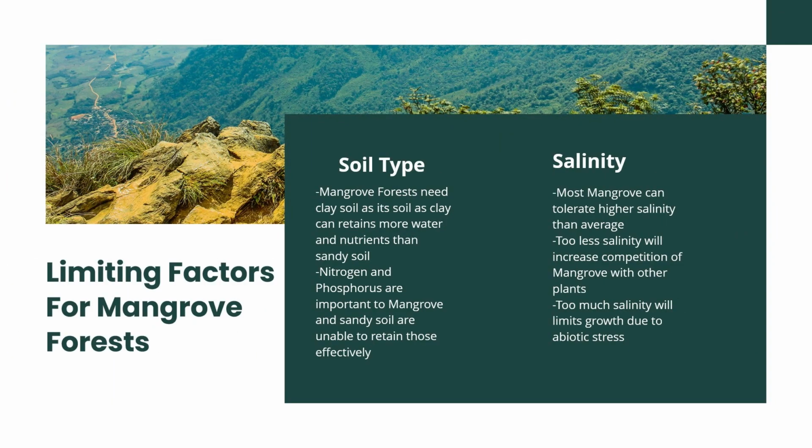The first limiting factor for mangrove forest is soil type. The soil type of mangrove forest is clay soil, which is able to retain more nutrients and water compared to sandy soil. They can retain nutrients such as nitrogen and phosphorus, which are important to the growth of mangrove. Besides that, salinity is another limiting factor as well. Mangrove can adapt to high salinity of water. However, if the salinity is too high, it might not be able to survive.